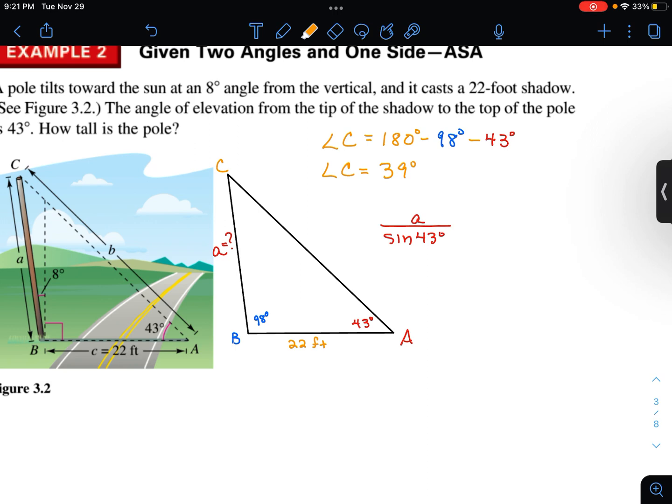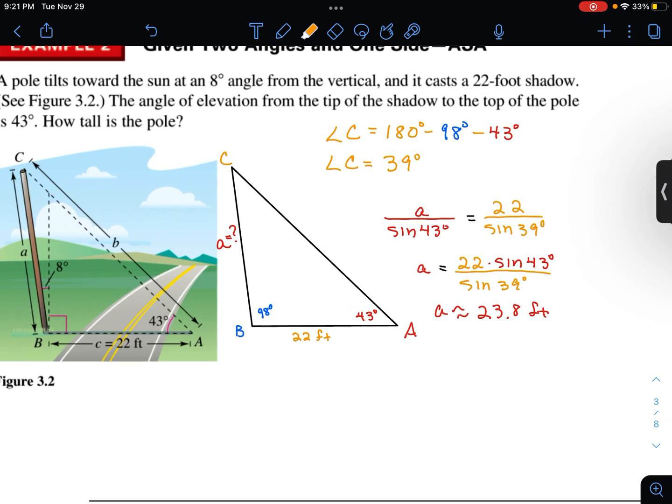So we go through what I need to know. My variable is going to be in the upper left-hand corner of my ratio. The angle that goes with side length A is 43 degrees, so I'm going to put sine of 43 on the bottom. And this would be equal to the side length C, 22, over the angle that goes with it, which would be sine of 39. I'm going to cross multiply over with that sine of 43 degrees. So what I type into my calculator is 22 times the sine of 43. We're going to take that number and divide it by the sine of 39, do a little bit of rounding, and it comes out that the pole is about 23.8 feet.